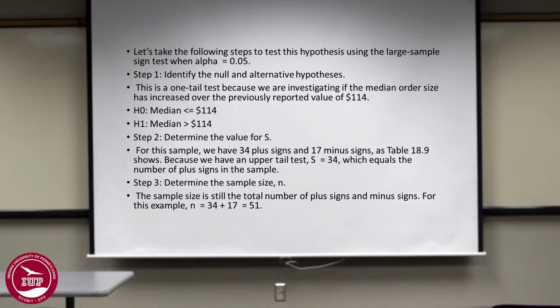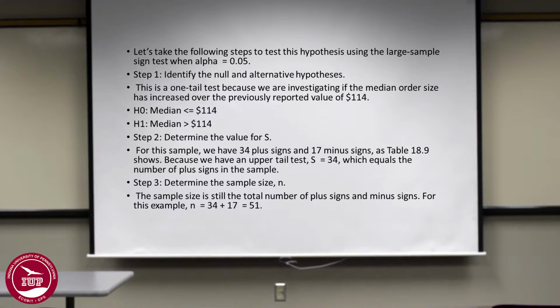Step 1. Identify the null and alternative hypotheses. This is a one-tail test because we are investigating if the median order size has increased over the previously reported value of $114. Null hypothesis: median less than or equal to $114. Alternative hypothesis: median greater than $114.